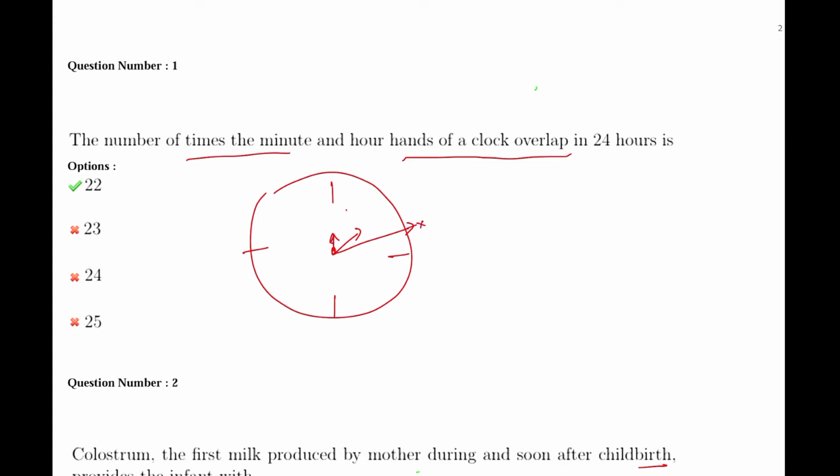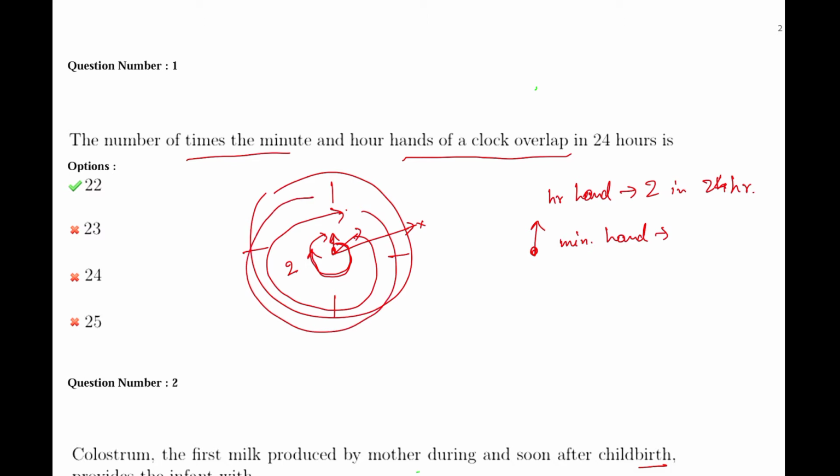The hour hand in 24 hours moves two times, right? Once in 12 hours and one more time in 12 hours. So the hour hand moves two revolutions in 24 hours. The minute hand moves how many revolutions? The minute hand moves this and again this, about 24 times in 24 hours, right?